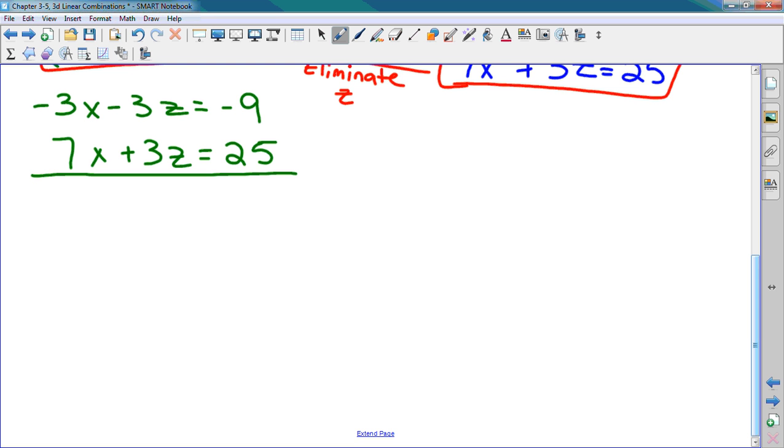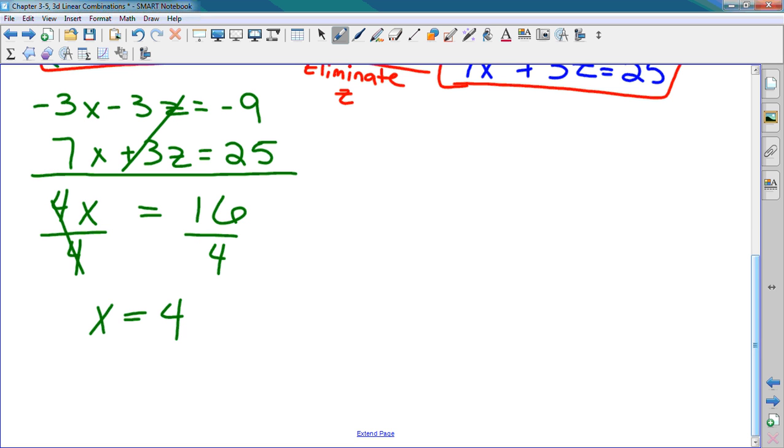So now we're going to eliminate. I have 4x, these go away, equals 16. Finally, can we find x? Yeah, divide by 4. x equals 4. Now if we know x, what do I do next?